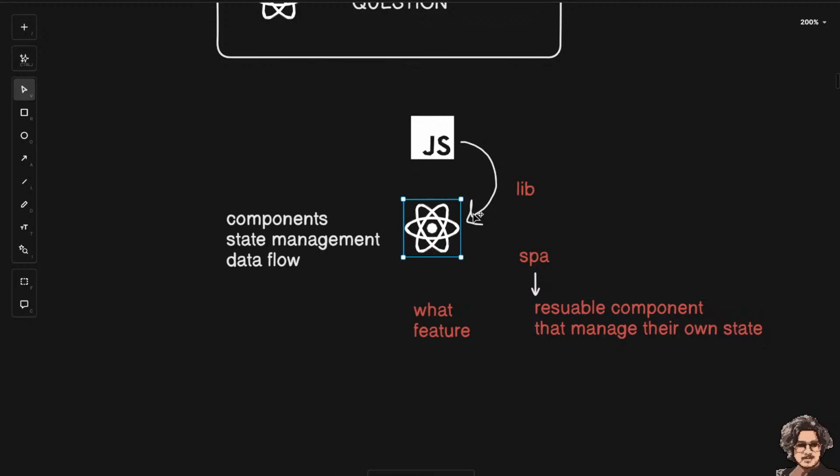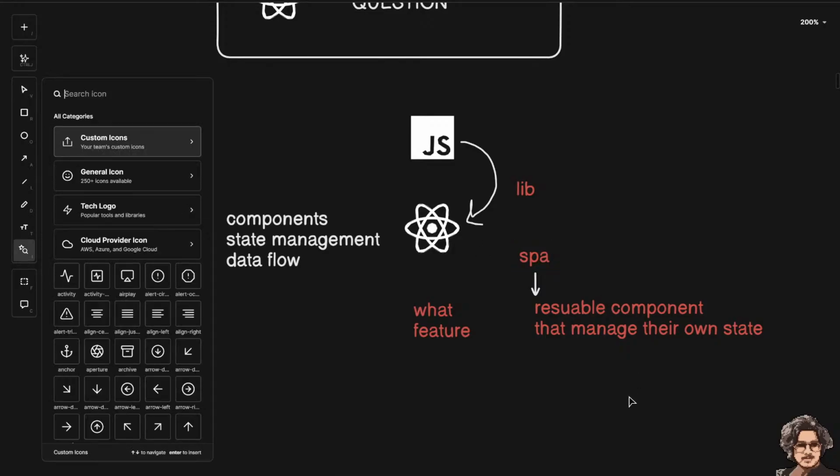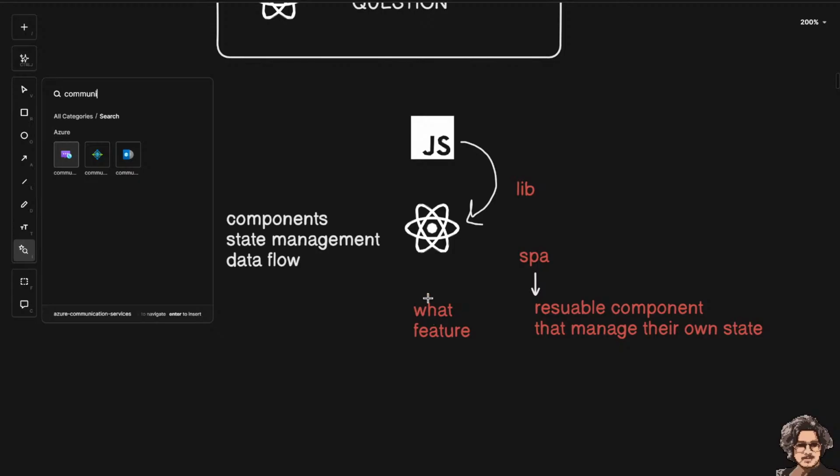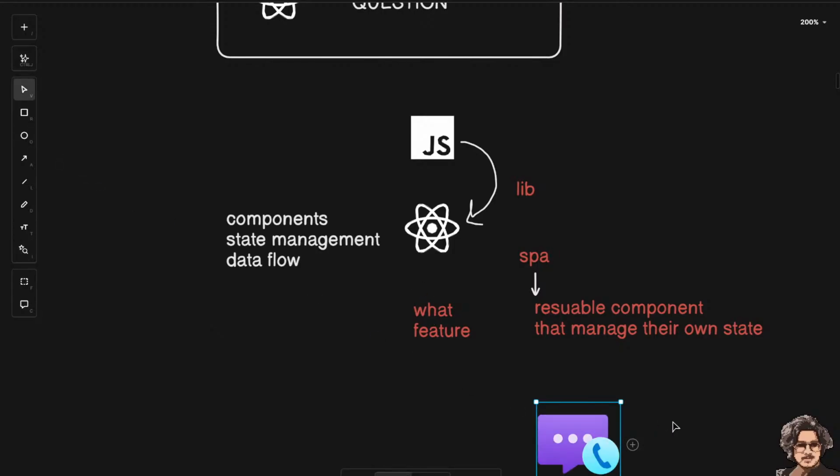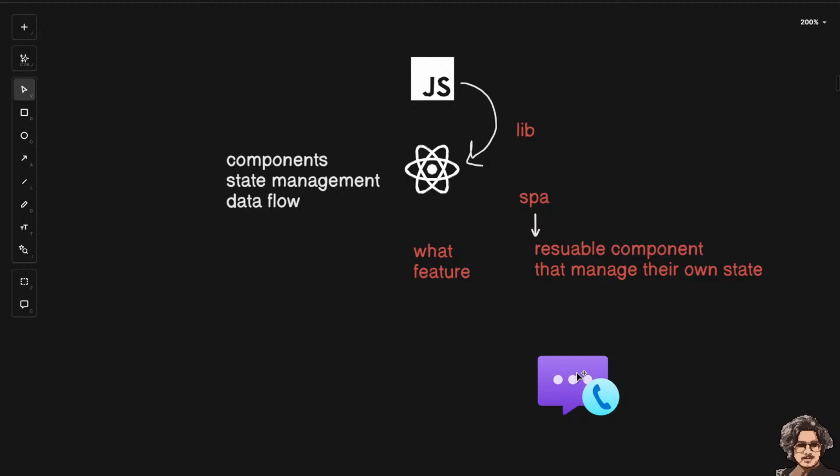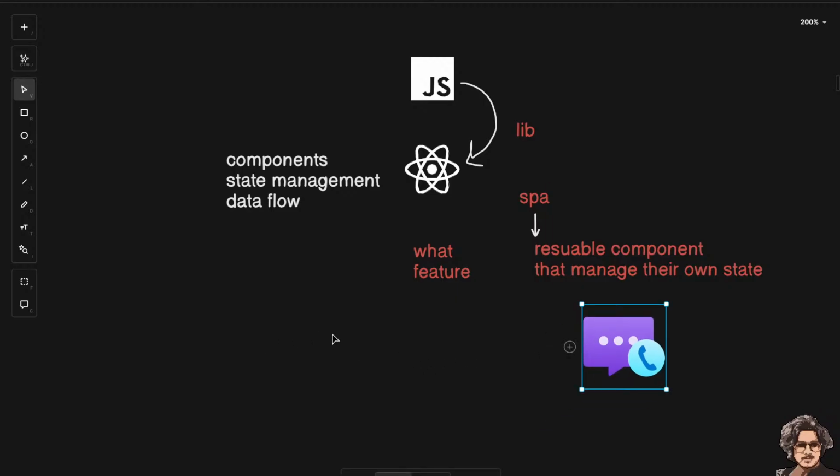So React has many features. First of all, it is a JavaScript library used for single page applications. It enables reusable components that manage their own state. The key advantages are component driven architecture, optimized updates through the virtual DOM, and better readability. And it has a robust, large community backing it. Okay, these are the features.